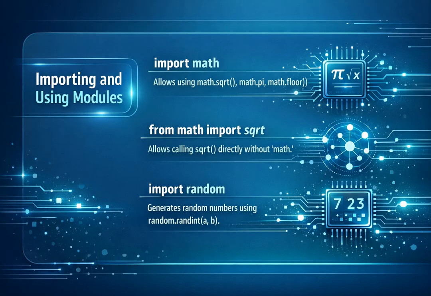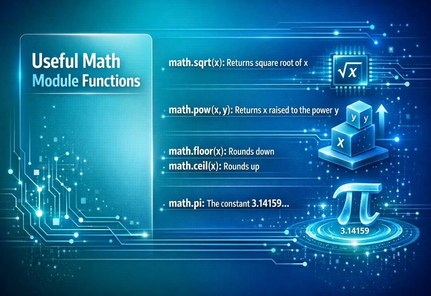The random module provides random.randint to generate random integers between two values. The math module contains many useful functions. math.sqrt returns the square root. math.pow raises a number to a power. math.floor rounds down to the nearest integer, and math.ceil rounds up. The constant math.pi gives you the value of pi to many decimal places.